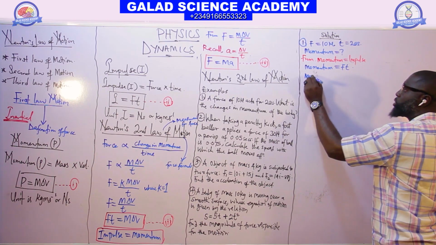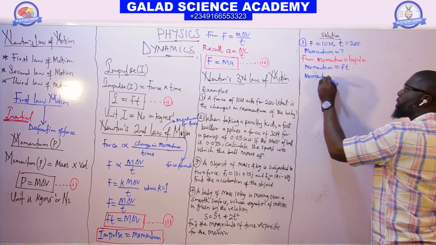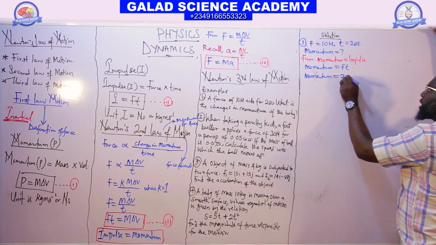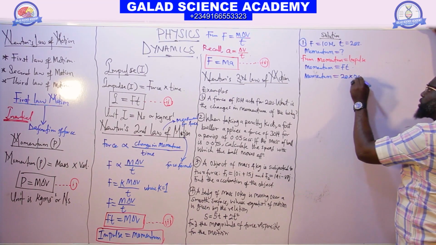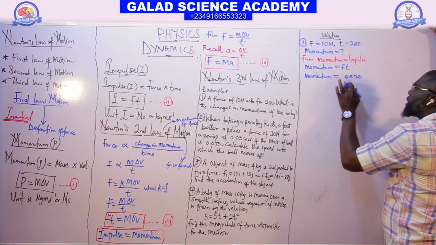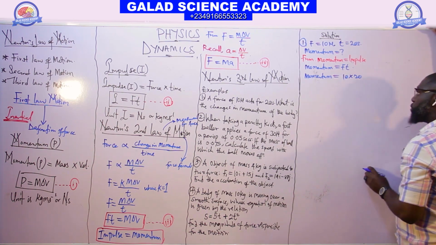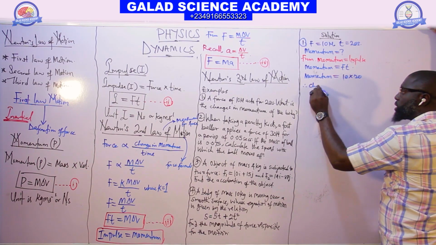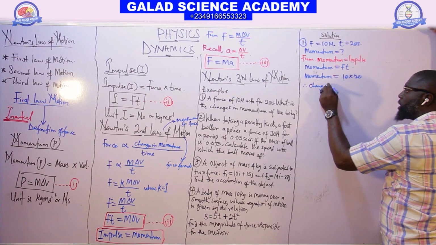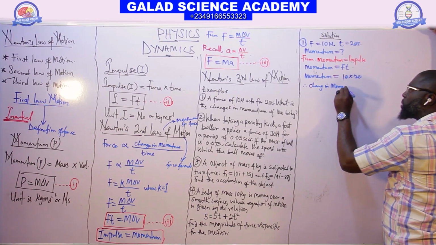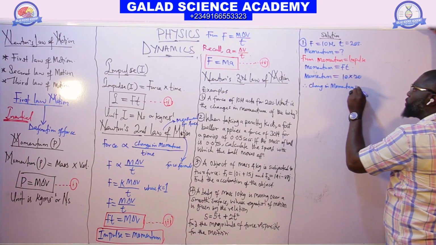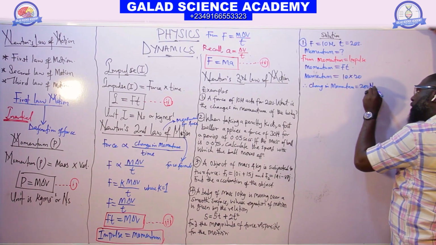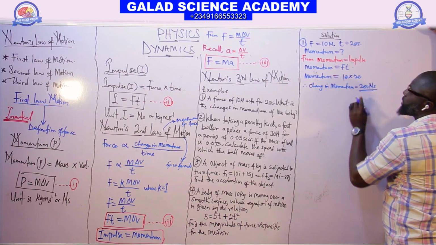So the momentum, now what is force given? It is 10. What is time? 20. So 10 times 20 will give us 200. Therefore, the change in momentum of the body is 200 Newton per seconds.